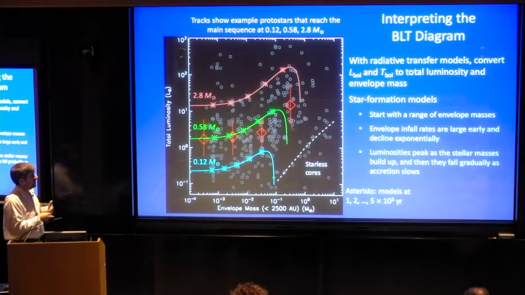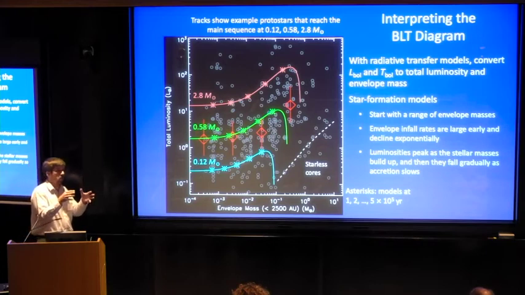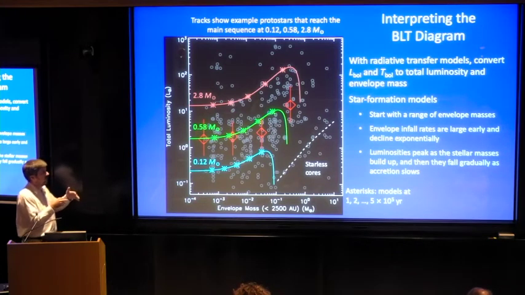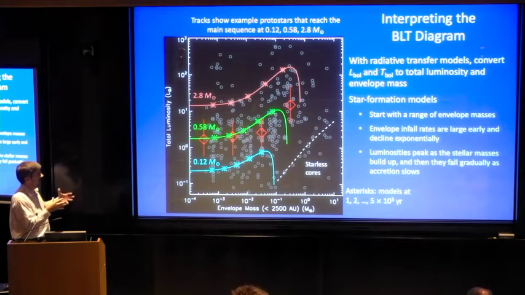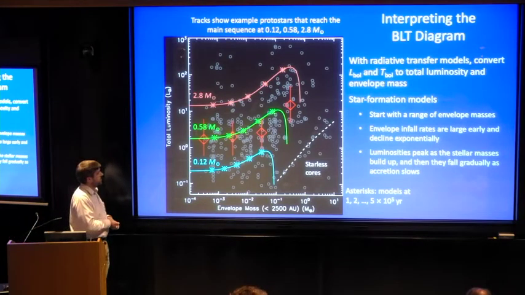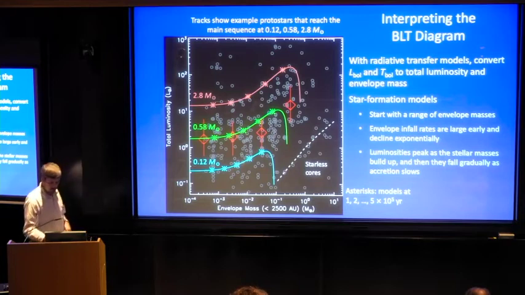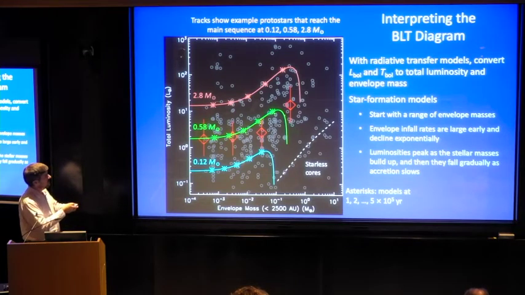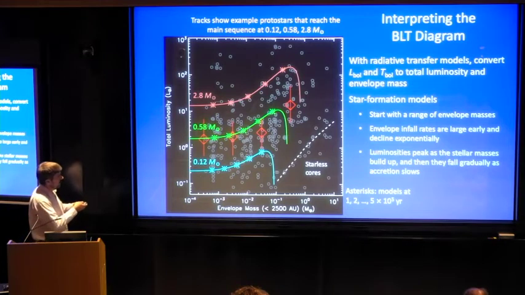That's roughly what you would expect if the rate is the mass of the envelope that's remaining divided by the free fall time for that mass inside of that radius. And the consequence of this is we have luminosities that peak early as the stellar mass builds up, and then they gradually fall off as accretion slows down.